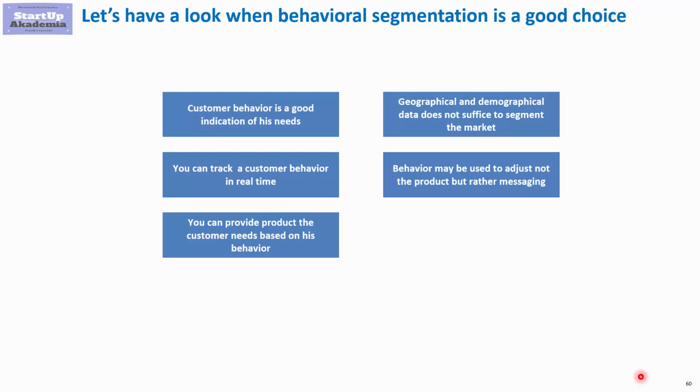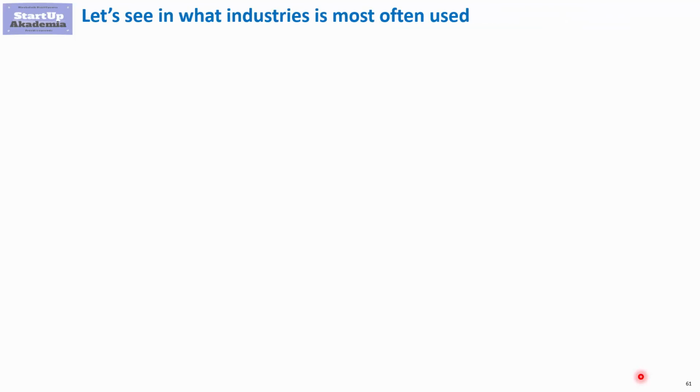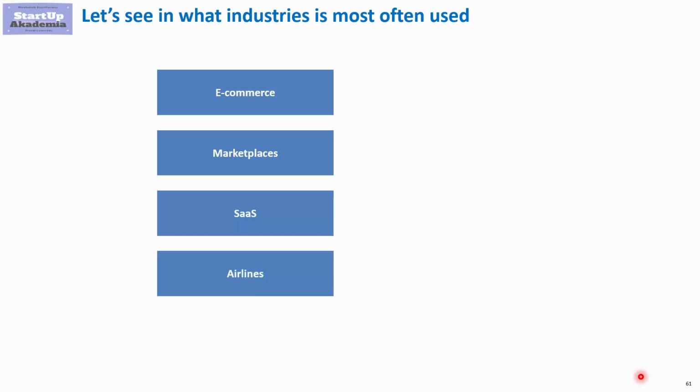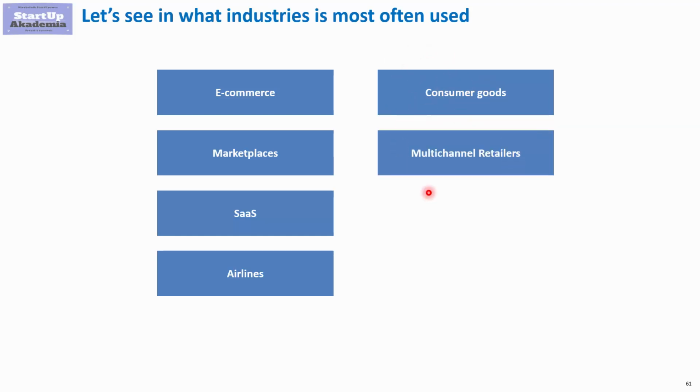Now let's have a look at what industries are in love with this sort of segmentation. So most of all, the businesses that have access to the data on customers are more than happy to use this sort of segmentation. And in this group, we would have e-commerces, marketplaces, SaaS companies, and airlines. On top of that, some consumer goods companies are trying to use this segmentation. However, the problem is that not all of them have access directly to the customer, and it's difficult for them to gather the data. And in this case, if they use this sort of segmentation, it will be rather based on very general things.